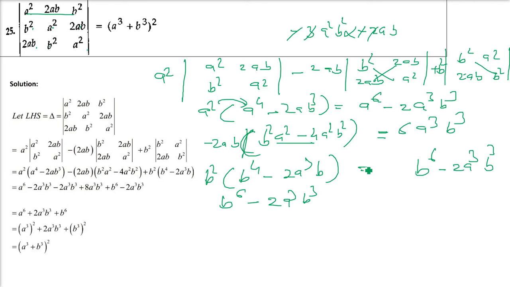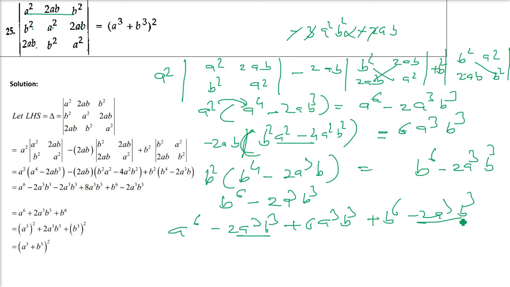Now just add these three. A raised 6 minus 2A cube B cube plus 6A cube B cube plus B raised 6 minus 2A cube B cube. Now 6 minus 2 minus 2 is going to be 2. So this will be A raised 6 plus 2A cube B cube, and then you have plus B raised 6.